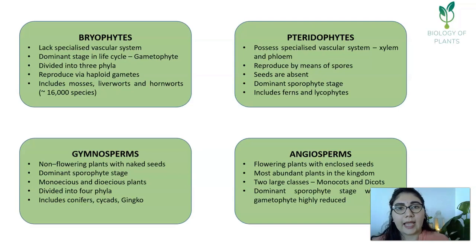Now if you see, as the complexity of plants increases, the gametophytic stage keeps decreasing. That is, the duration of the gametophytic stage in the life cycle of a plant keeps decreasing. As we saw in bryophytes, the most abundant stage was the gametophytic stage, whereas in angiosperms we see that the gametophytic stage is highly reduced.